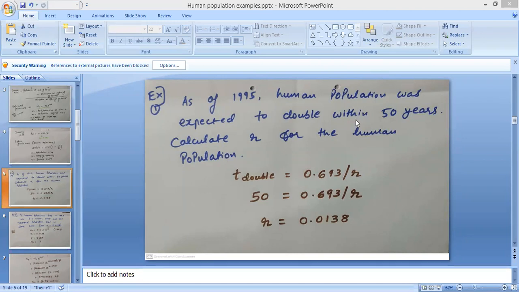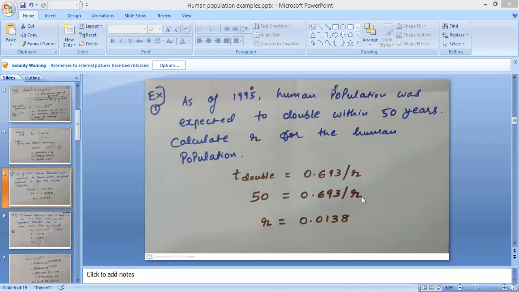Whenever you see this type of question where there is a doubling in the population, you have to use the same equation that we have derived, that is T double, or TD, is equal to 0.693 divided by r. Here it is very simple. I need to find r. It will double within 50 years, so 50 equals 0.693 divided by r.